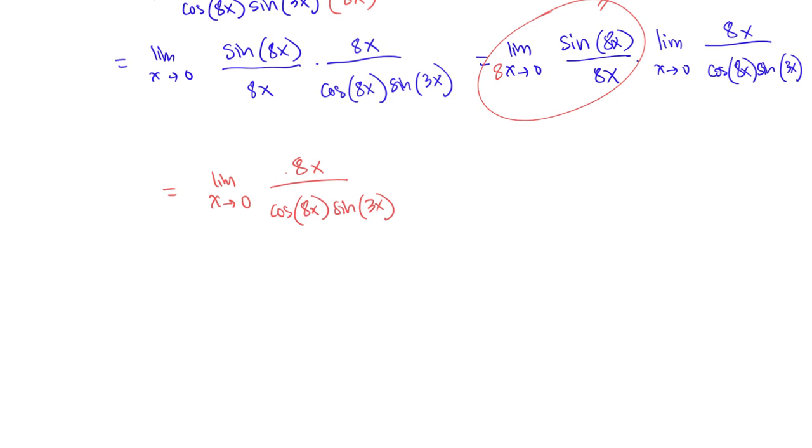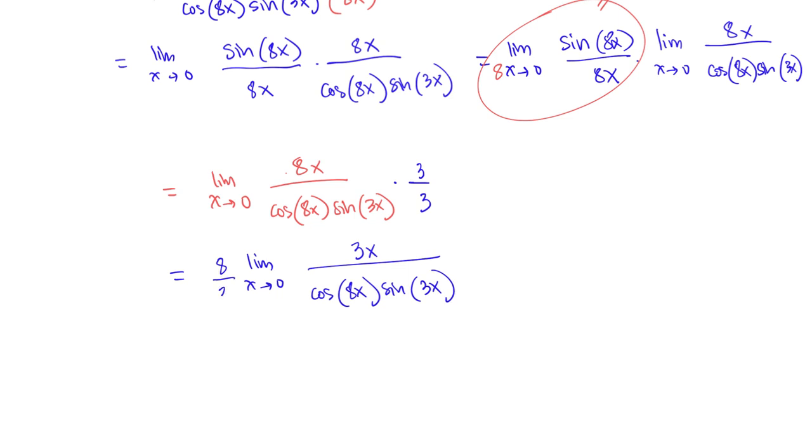And we would like to use the same limit again, but this time the argument of sine is 3x, so we would need 3x in the numerator. To do that, we just simply multiply by another well-chosen one. And so we have 8 times the limit as x goes to 0. The numerator is now 3x, and the denominator is cosine of 8x times sine of 3x. And we have an extra factor of 3 in the denominator as well.